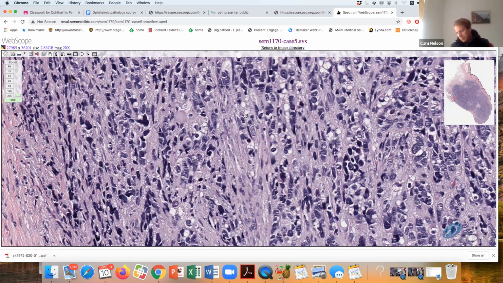Rhabdomyosarcomas can arise from muscle, but can quite easily arise from undifferentiated cells that differentiate down the rhabdoid line from anywhere. So can they arise in places that don't have any skeletal muscle? Yes, they can, like the orbit, because there'll be stem-ish cells there, and a cell goes bad and decides, oh, I think I'm going to express my set of genes that contains muscle.